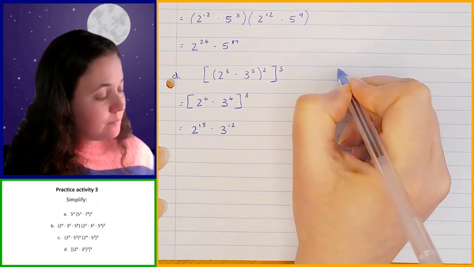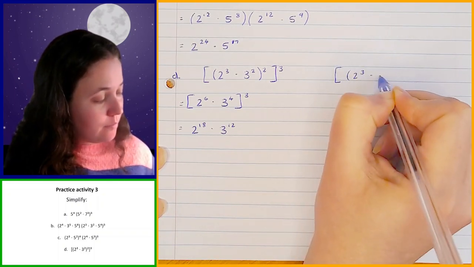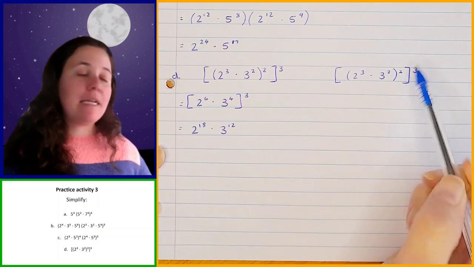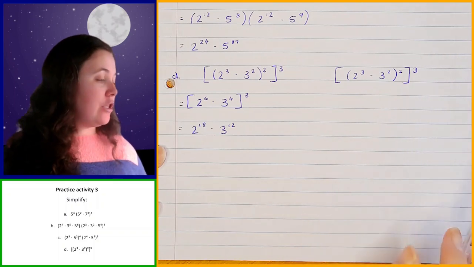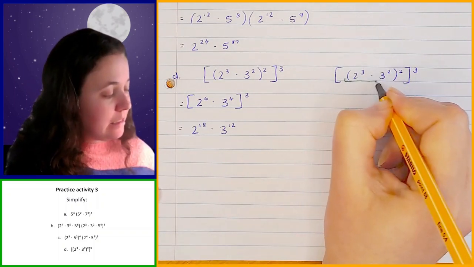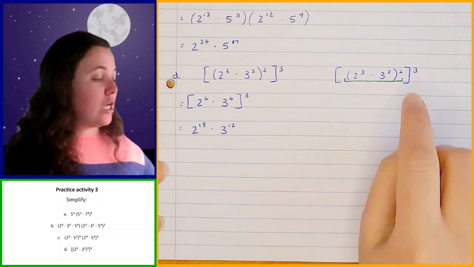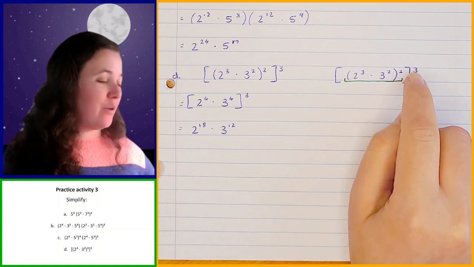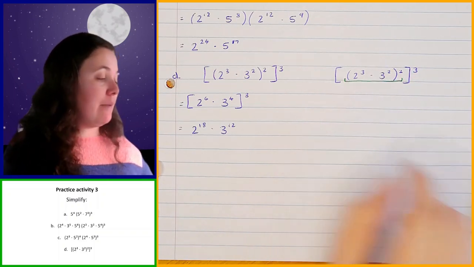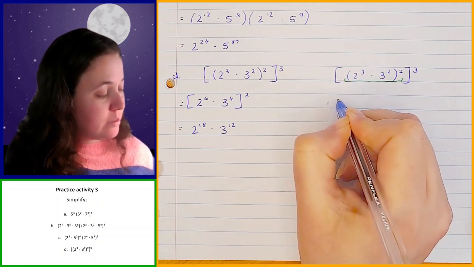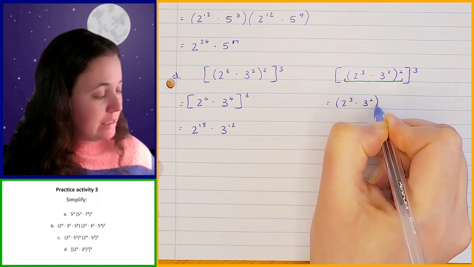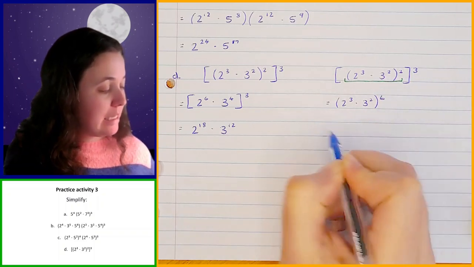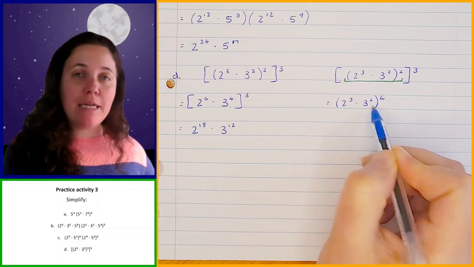The other way of doing it is to say that over here I've got brackets with an exponent and this whole thing is the base of that power. Okay, so I'm going to take that whole thing, and I'm going to use my rule of raising a power to a power, and I'm going to multiply my exponents and keep the base the same. So over here, I'm going to keep this 2 cubed times 3 squared the same, and I'm going to raise the power to a power, and multiply those exponents. So I've got 2 times 3 is 6. And then I'm going to take the 6 and apply it to the factors inside.